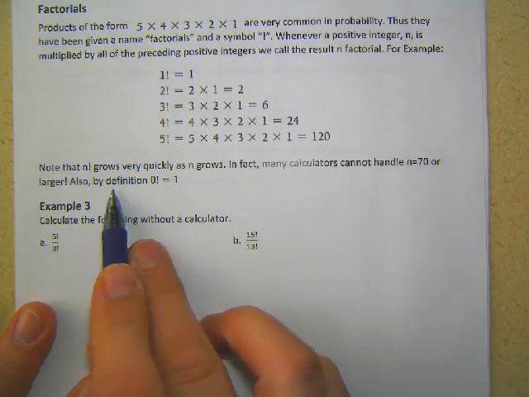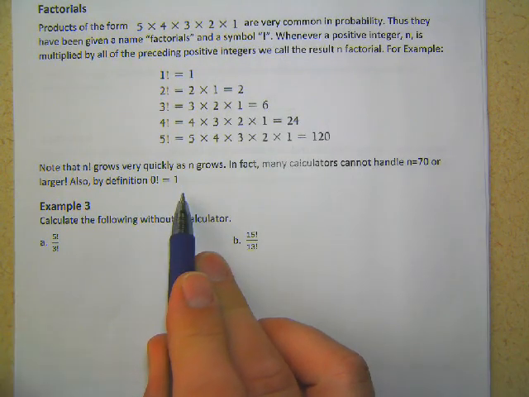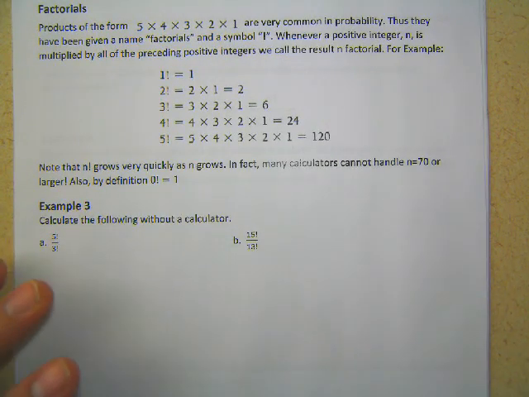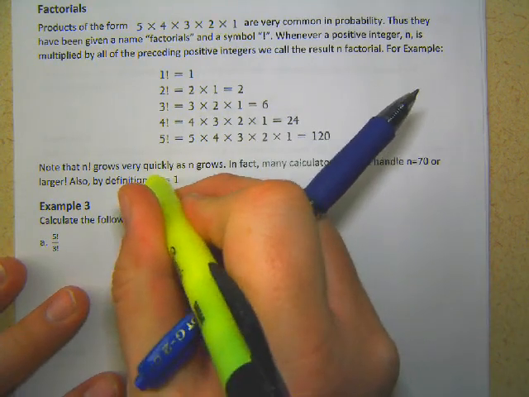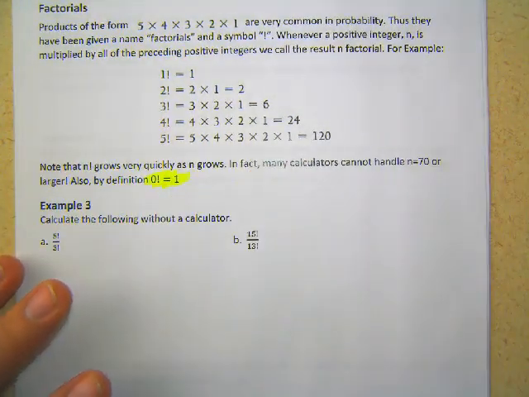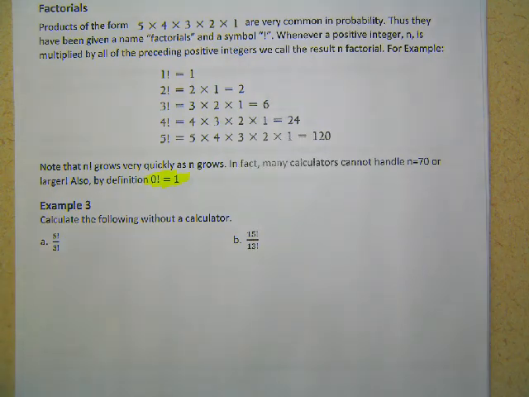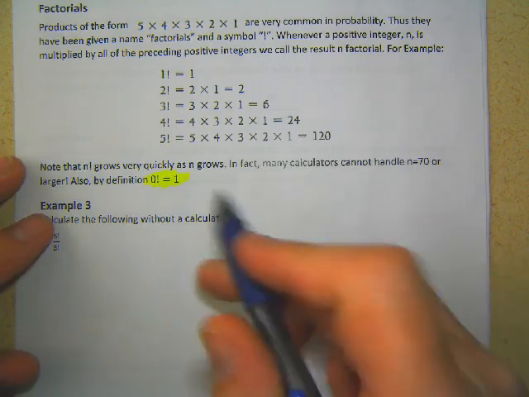Also, by definition, 0 factorial is 1. There's a few times where we'll see 0 factorial pop up, and if it does, just remember that it is worth 1. It's not 0. It's kind of weird that 0 factorial and 1 factorial are the same amount, but in the sense of probability, math has just decided that's the easy way to deal with 0 factorial.